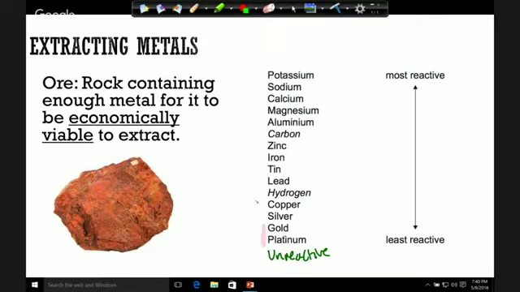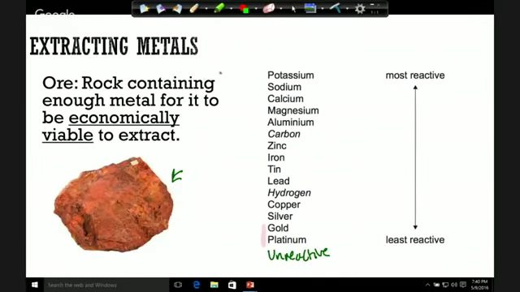Other metals, because they're quite reactive, will react with other stuff, normally something like oxygen, and they will make a rock like this. So things like iron oxide or aluminium oxide is a common way to find the rock. And the metal is then trapped in that rock, and we need to find ways of extracting it.